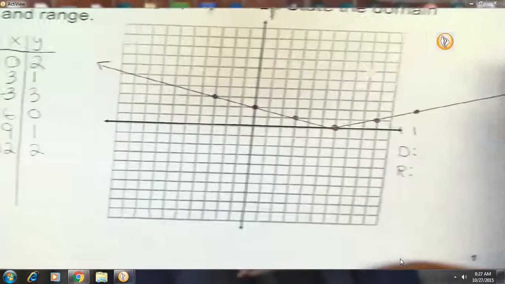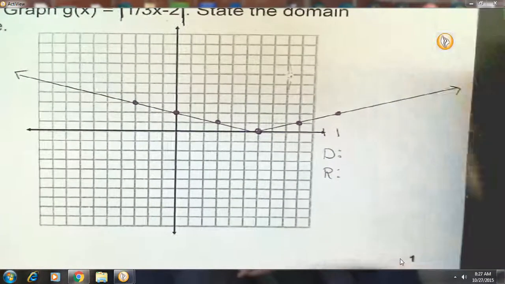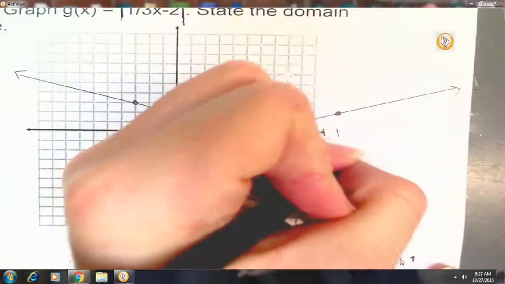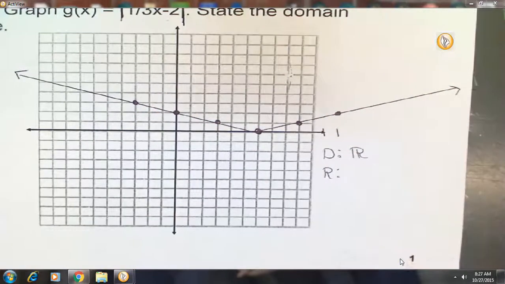When we can put anything we want in for x, what do we say our domain is? All real numbers. Is that always going to be that? For absolute value functions, yes.